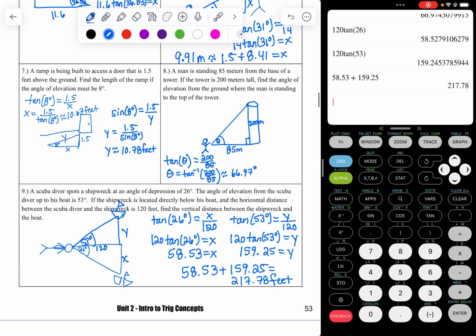All right, so the key for these problems is to draw yourself a picture. Even if you are not a talented artist like myself, just do your best. Just get yourself a little picture of what's going on. Draw in your triangle, think about what you have, and then which trig ratio will allow you to solve for what you need. Set up your trig equation and solve.